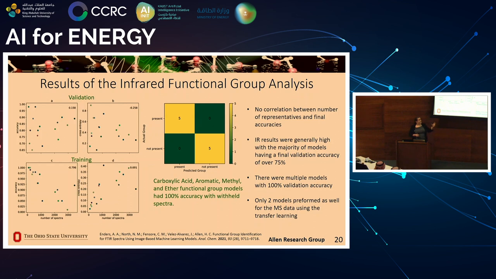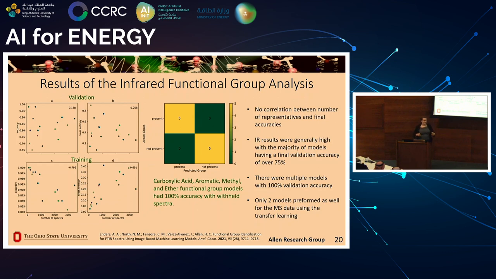We see pretty good success here. If we look at the graphs on the left, if you look at the x-axis, that's showing us for each of our different functional groups, they're organized by the number of representatives that we had for that specific functional group. As we see here, if we look from left to right, there really was no trend in terms of the number of representatives that we had for each functional group. This is kind of interesting, but it actually pulls out some of this chemical complexity.